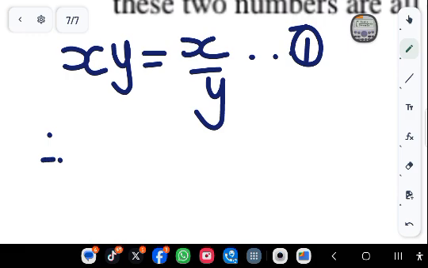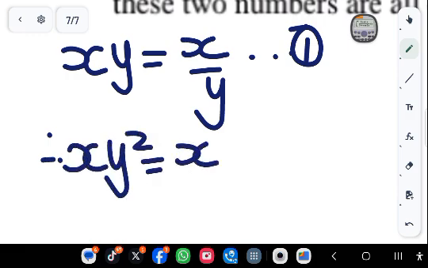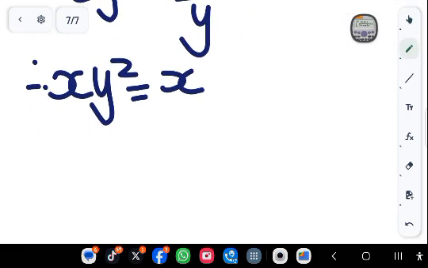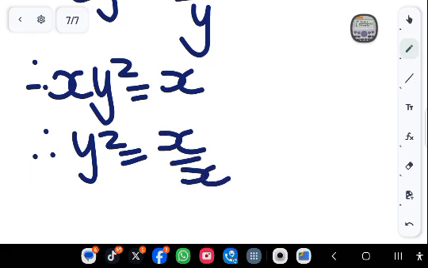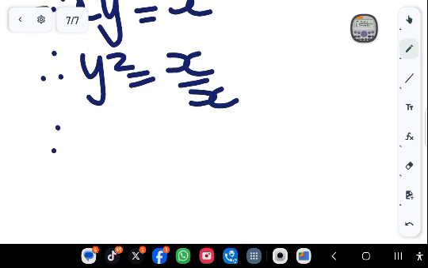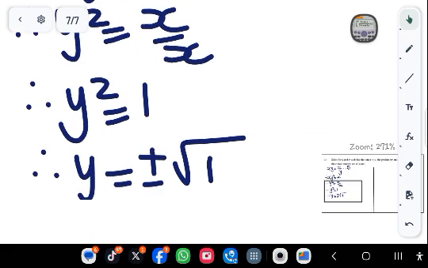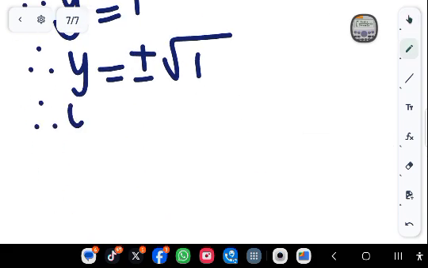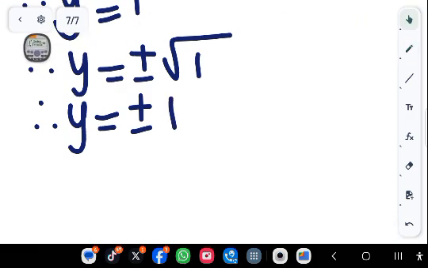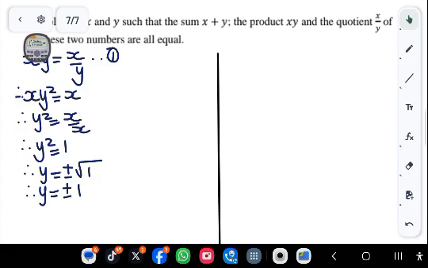So cross multiply: xy squared equals x. Now divide both sides by x. y squared equals x over x, which is 1. Therefore, y squared equals 1, meaning that y equals plus or minus the square root of 1, which is plus or minus 1. Now let's check which one works best for us here.